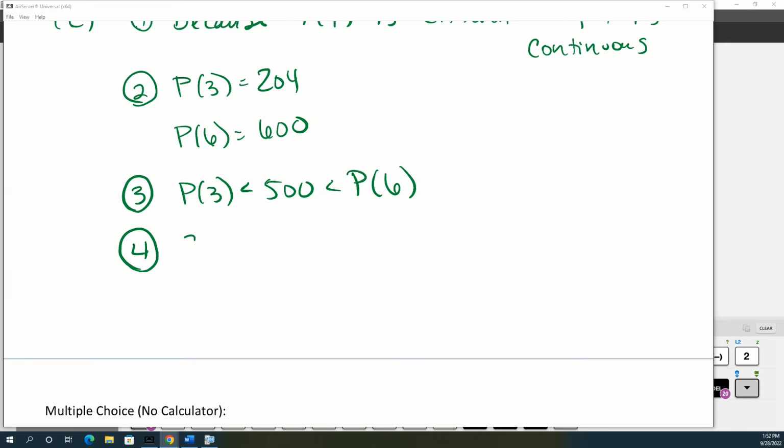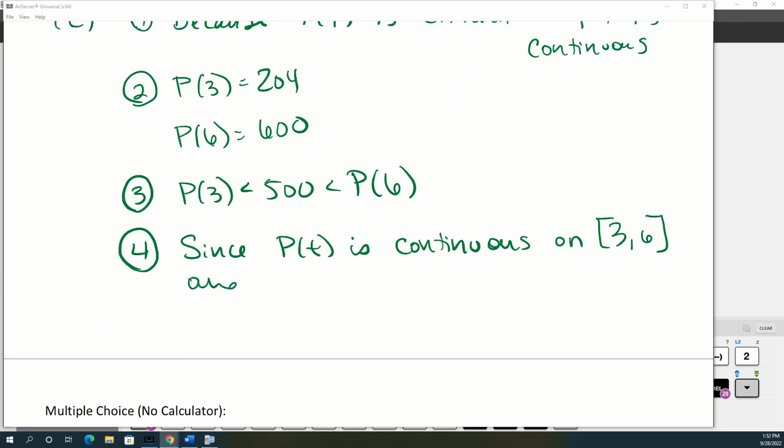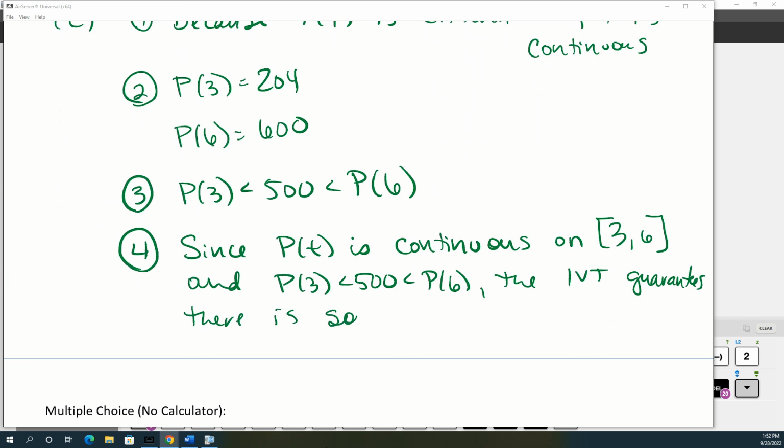And then finally, we can say that since p of t is continuous on the interval from 3 to 6, and p of 3 is less than 500 is less than p of 6, the IVT guarantees there is some value t on that same interval such that p of t is 500.